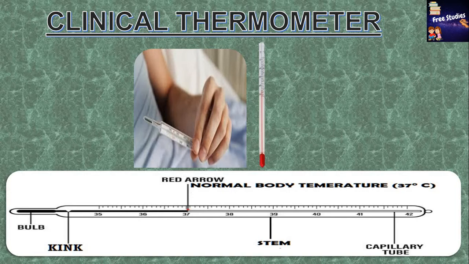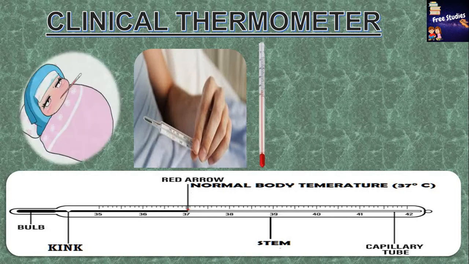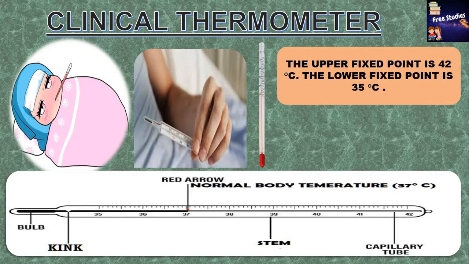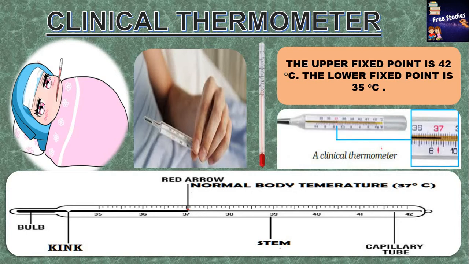This bend is also known as a kink, which prevents the movement of mercury back into the bulb when the thermometer is taken out of a person's mouth. The clinical thermometer has a range from 35 degrees Celsius, which is its lower fixed point, to 42 degrees Celsius, the upper fixed point, because the temperature of the human body never goes beyond these limits. The normal body temperature in humans is 37 degrees Celsius or 98.6 degrees Fahrenheit.